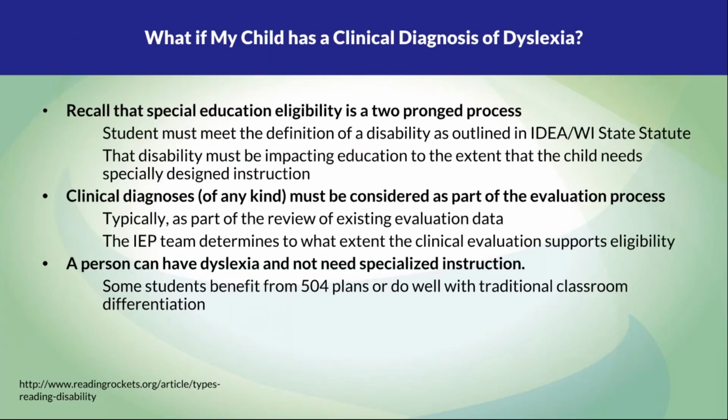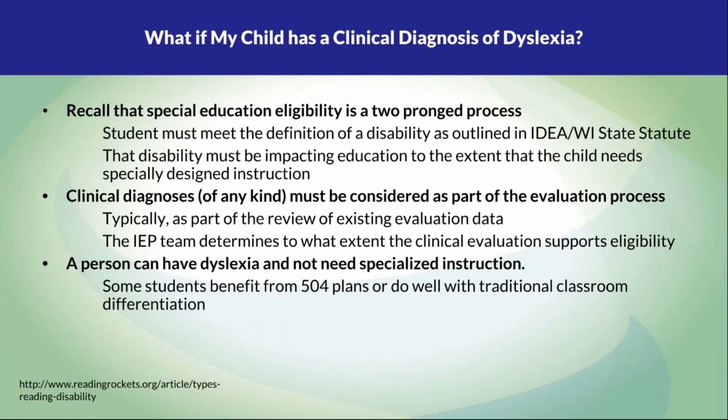So then the second common question that I get is the flip side of that. Well, what if my child does have a clinical diagnosis of dyslexia? Then what, right? So here's where I want to remind us of our common definitions. Remember that special education eligibility is a two-pronged process. One, you have to meet the definition of a disability as outlined in IDEA and Wisconsin state statute.